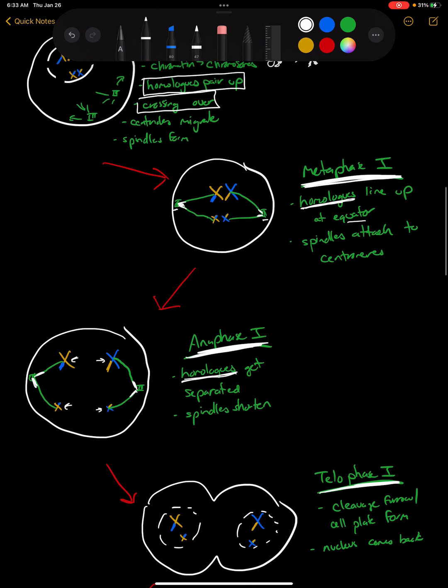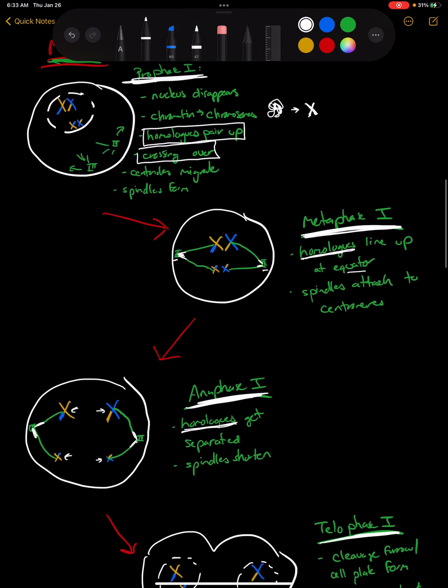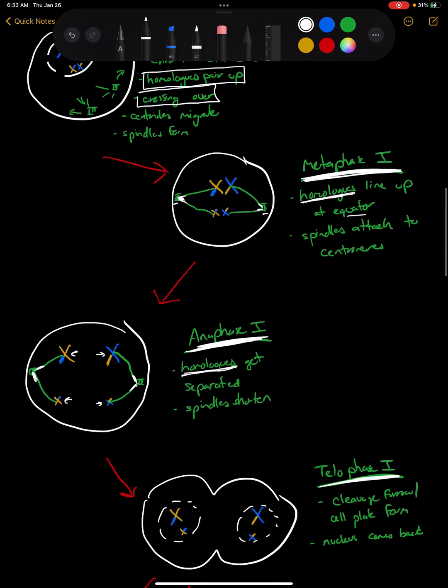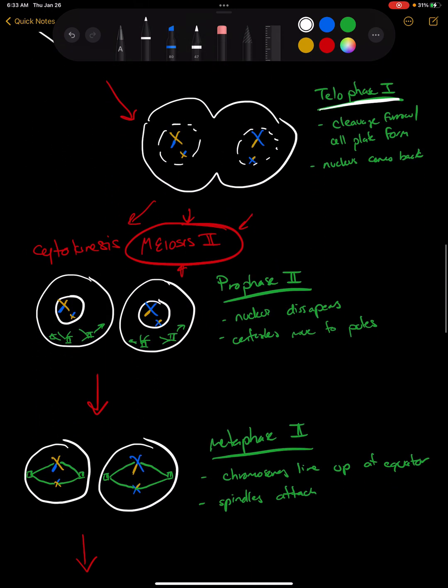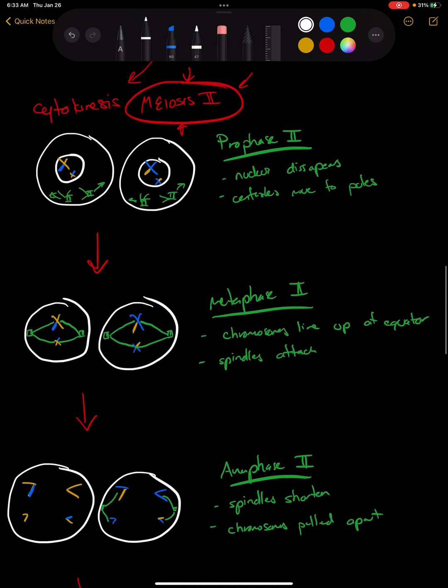You guys can see. I'll try to get it all on one page. There's prophase. They condense and pair up and cross over. Metaphase, they're in the middle. Anaphase, they pull apart. Telophase, I get a nucleus and my cell starts to split. So now, once I go through cytokinesis, I'm immediately in meiosis 2. So now I jump into prophase 2.